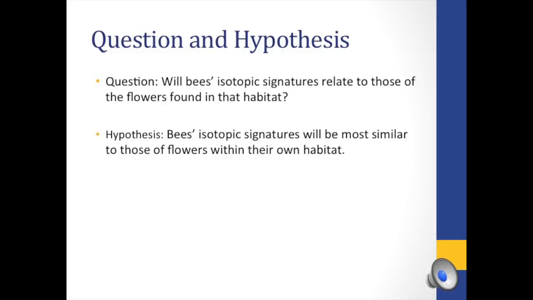So we wanted to know, since different habitats have different levels of stable isotopes, will bees' isotopic signature reflect the flowers that they are foraging on in that habitat? And we hypothesized that the bees' isotopic signature will be most similar to the flowers they are foraging on in that habitat. So basically the idea is if a bee is foraging in a habitat with a high isotopic signature, it should reflect that isotopic signature when analyzed. It should have that higher signature.